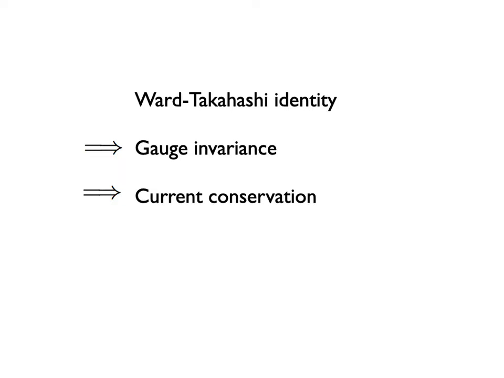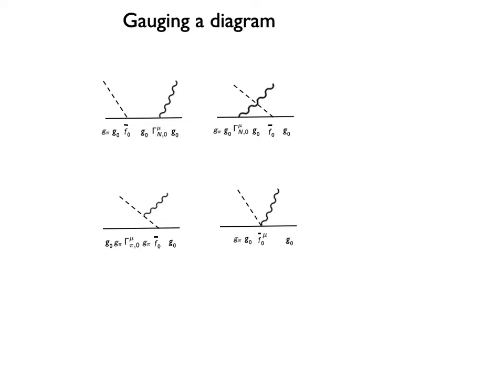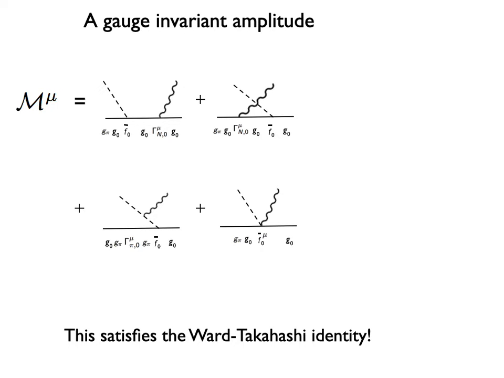So in this diagram, a photon could, for example, attach here. So let's write that down. Or it could go here. So let's write that down. Or it could go here. Or if it was feeling really outlandish, it could even go just here. So let's write that down. Add the terms up, and the result is an amplitude that satisfies the Ward-Takahashi identity and is gauge invariant.